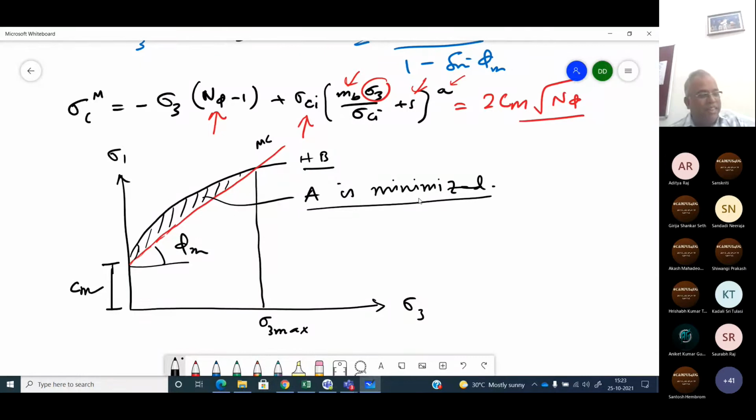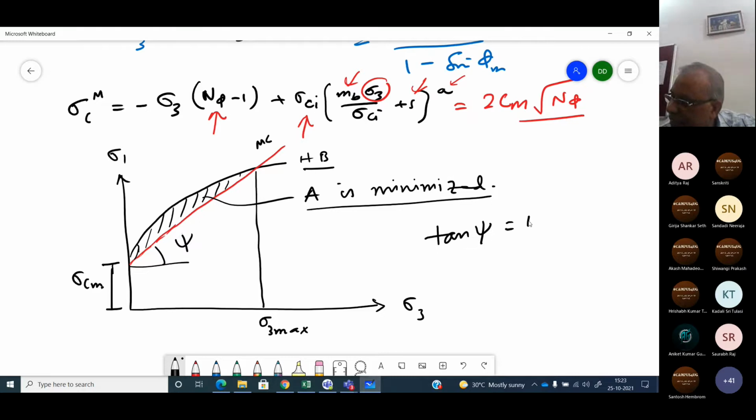Now by doing that, they developed this formula. And sorry, this is not cm. This is sigma cm. Okay, so by doing that, I have written wrong. This is also not phi m. This is some psi, and tan psi is n phi m.